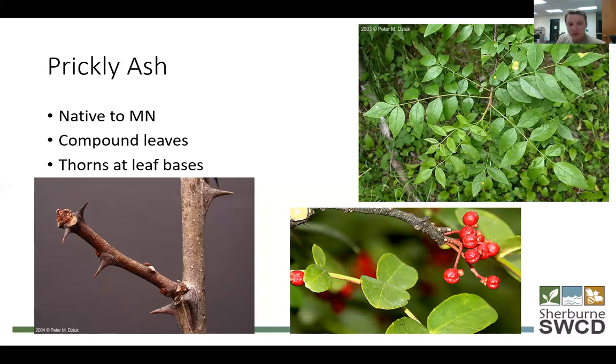So to control prickly ash, we use the same stump cut treatment that we use for Siberian elm and buckthorn. Cut the stump, put the treatment on the stump, and carry on.